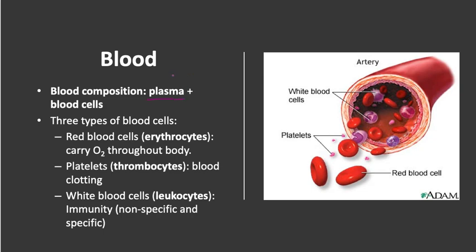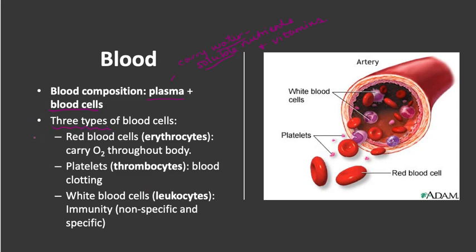The first part is the plasma, and the plasma will carry all of our water-soluble nutrients, like glucose, and also certain vitamins or antimicrobial peptides. Anything that's water soluble will be found in the plasma fraction of the blood, or the liquid fraction, the aqueous fraction. Then we have the cellular fraction, which includes three types of blood cells.